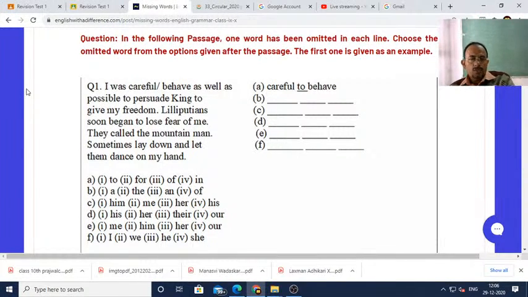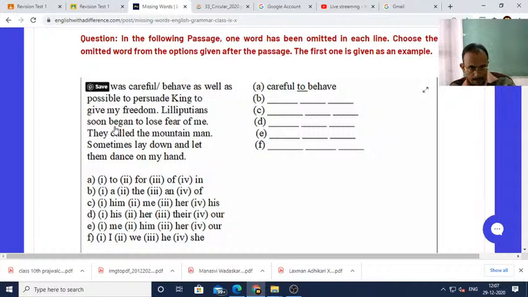For example, the first one you see: I was careful dash behave as well as possible. The first example is given: I was careful to behave. I was careful to behave as well as possible to persuade the king. So it should be persuade the king to give my freedom.